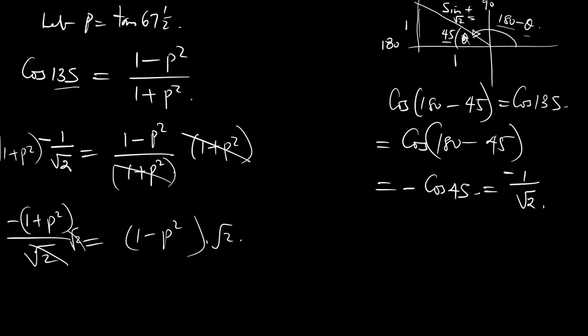So this one will cancel out this. You have minus into 1 plus p square. This will be equal to, open up this bracket, you have square root of 2. Square root of 2 times 1 is square root of 2 minus square root of 2 times p square. So we have minus bracket open 1 plus p square equal to the square root of 2 minus the square root of 2 times p square.